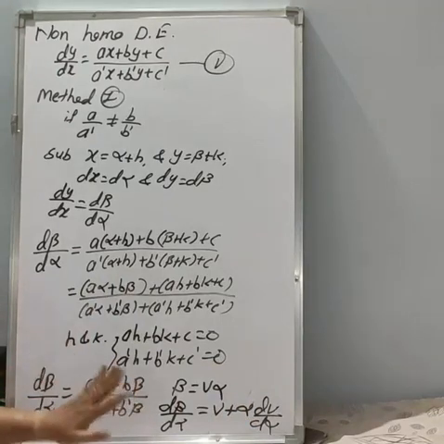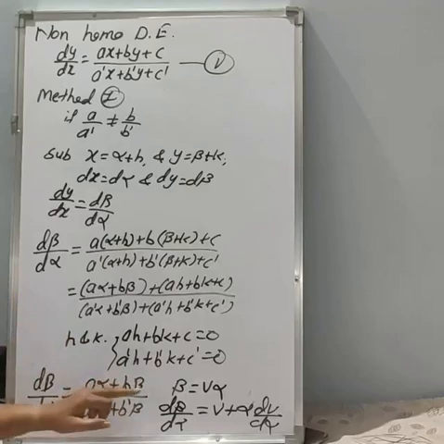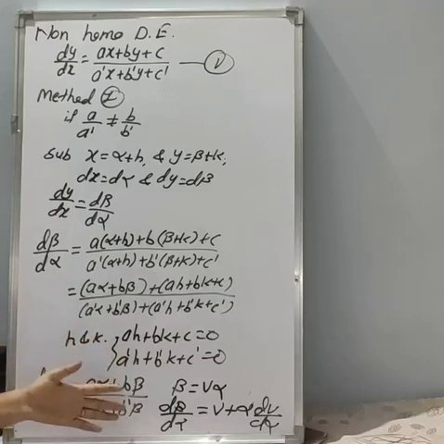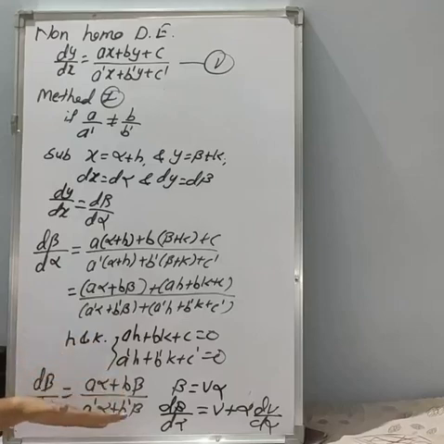In the homogeneous case it is in terms of x and y, so we substitute y is equal to v into x, and dy by dx is equal to v plus x into dv by dx. But here it is homogeneous in terms of alpha and beta, which are the variables. So substitute beta is equal to v alpha, and d beta by d alpha is equal to v plus alpha into dv by d alpha, and use the same procedure. Substitute this value and solve; you will get some integration. Integrate that and you will get the required solution.